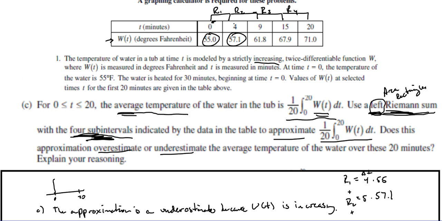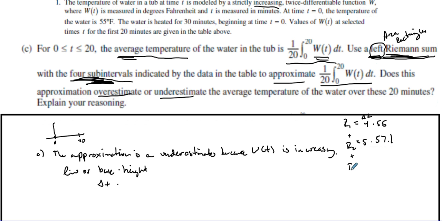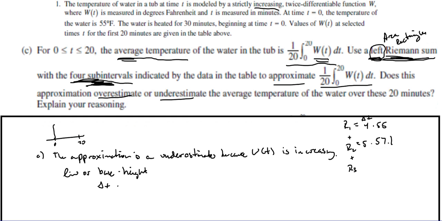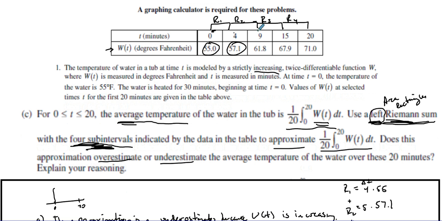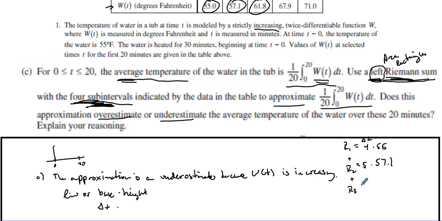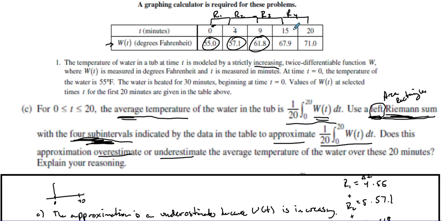We're then going to add that to our third rectangle. And our third rectangle, you can see right here, going from 15 to 9, that's going to be 6. And then we're going to use 61.8. So 6 is our delta T, and we have 61.8. And then finally, for our fourth rectangle, we are going to be using our height, which is 67.9, and we see that our delta T, the difference between these, is going to be 5.